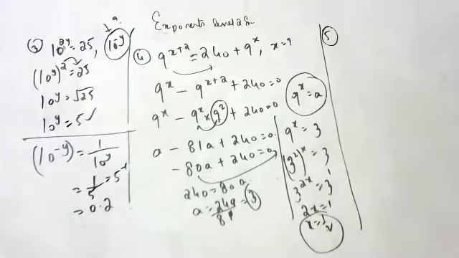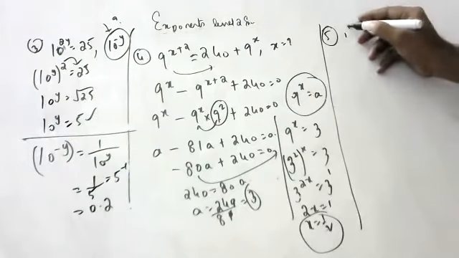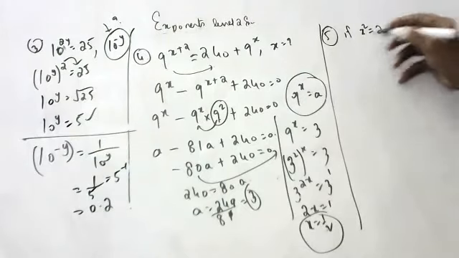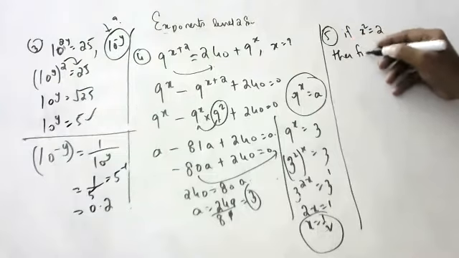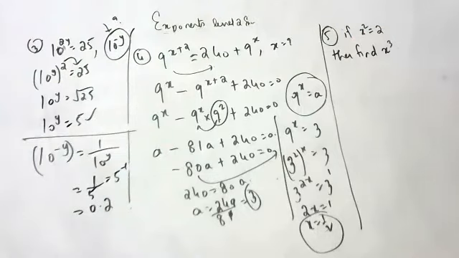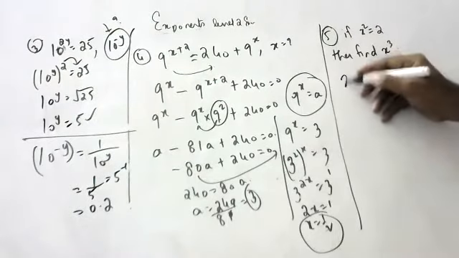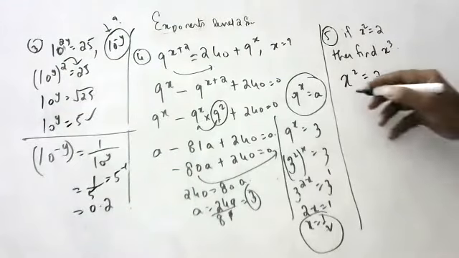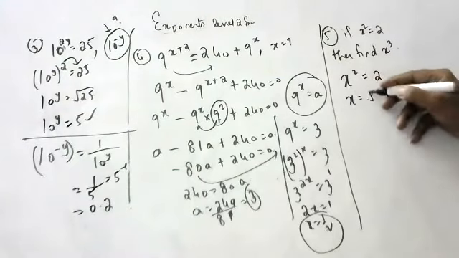Fifth question. Children, it says if x square is equal to 2, then find x cube. Lahari, can you tell how to do this? Lahari, if x square is equal to 2, find x cube. Can you tell how to do this? x square is equal to 2 means x is equal to root 2.